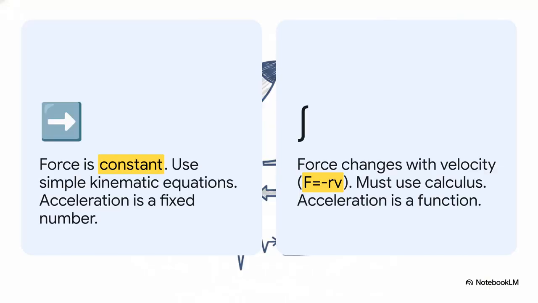Here it is, the fundamental difference. Those simple formulas on the left only work when acceleration is a nice, constant number. But look at our situation on the right. Our force F depends on the velocity v. So as the boat slows down, v gets smaller, which means the force F also gets weaker. And a changing force means a changing acceleration. And the second you see a changing acceleration, you have to bring out the big guns: calculus.